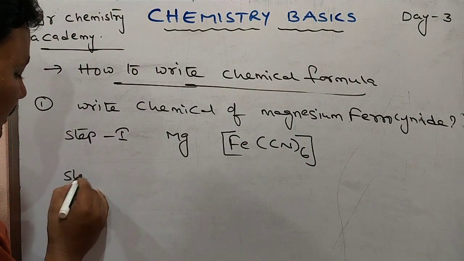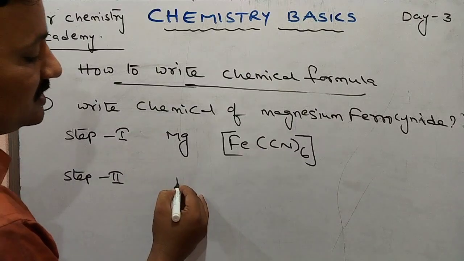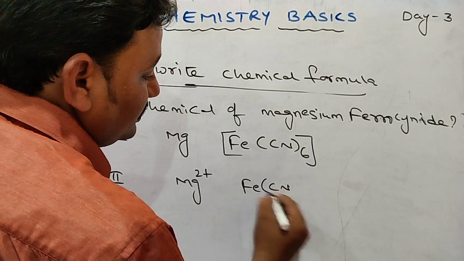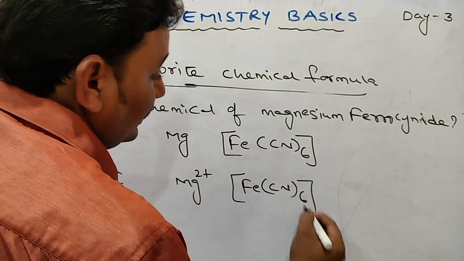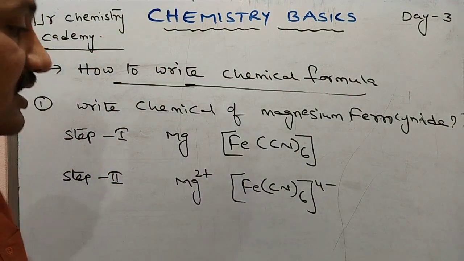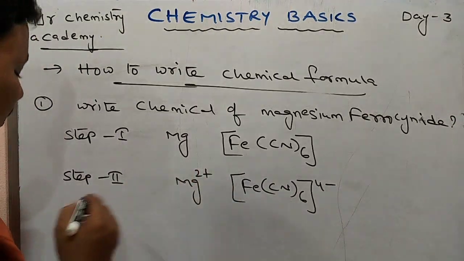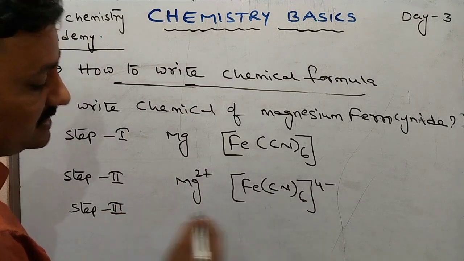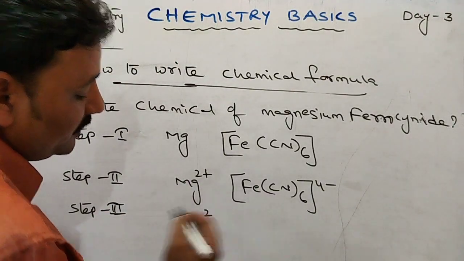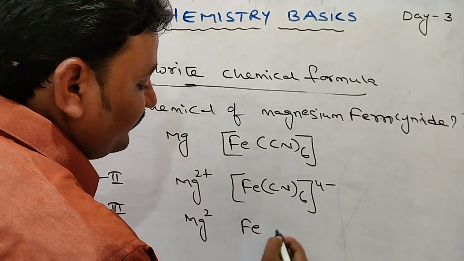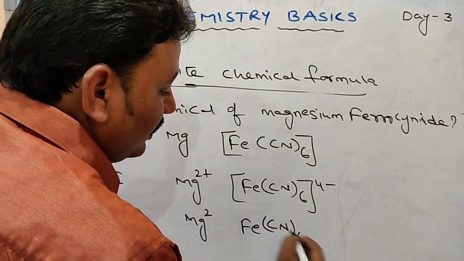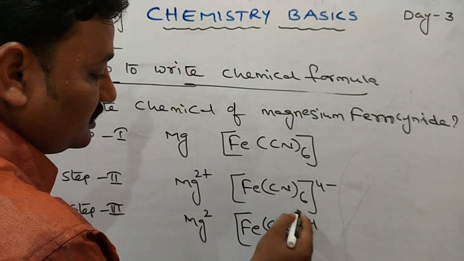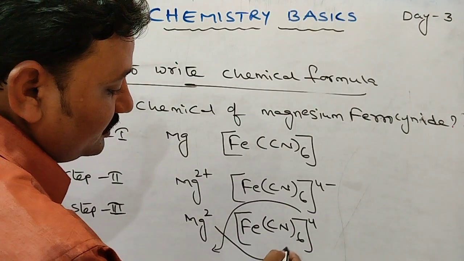And apply the charges. Step 2: apply the charges. Magnesium 2 plus, and Fe(CN)6 is an example of a tetravalent anion. Now step 3, how to check that? Without charges you have to write their valencies only. Magnesium has valency 2. And ferrocyanide Fe(CN)6 has 4. Now apply the charges.